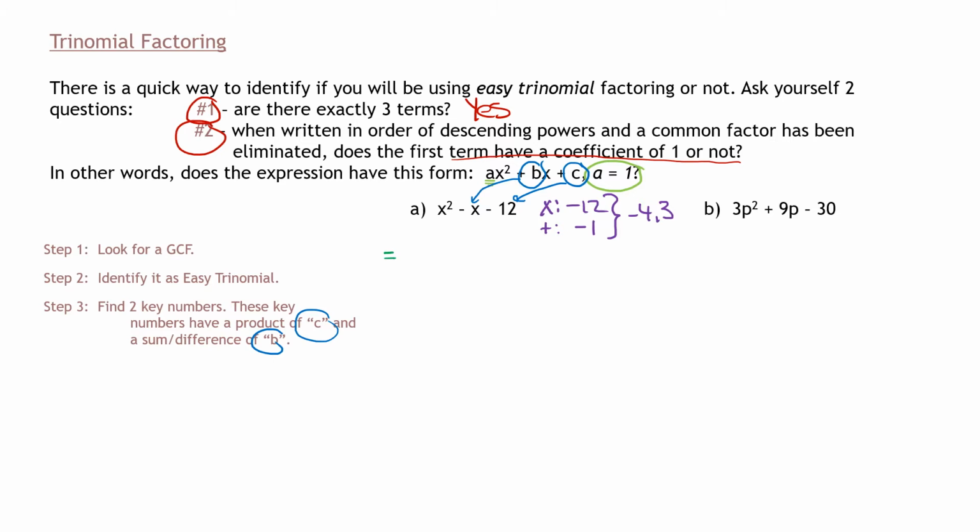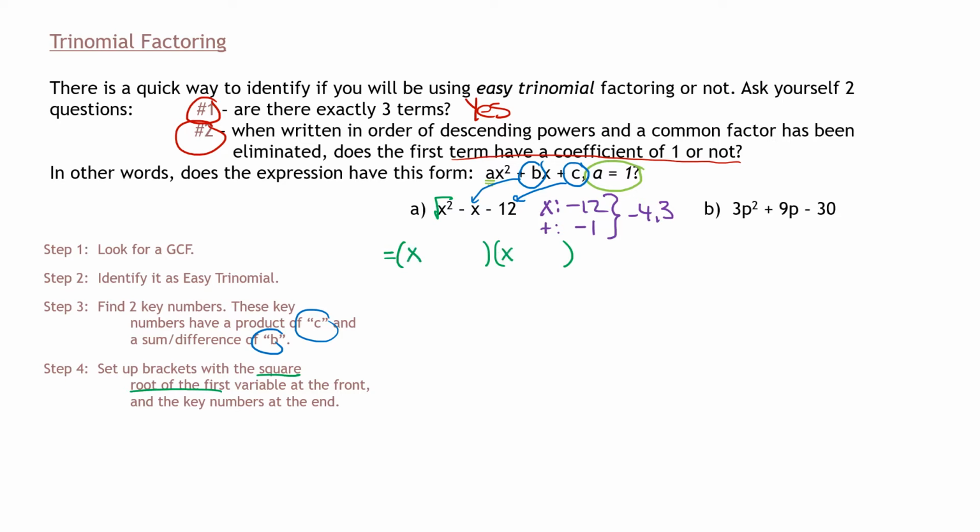Since this is an easy trinomial, that means I can go right to writing my answer here. Let me put your steps up: set up brackets with the square root. So let me first set up two sets of brackets, and the square root of the first variable at the front. So we're putting an x at the front. And at the end, the key numbers go at the end. So here are my key numbers, my -4 and my +3. So I'm just going to put -4, +3. Those are my 4 steps to easy trinomial factoring.